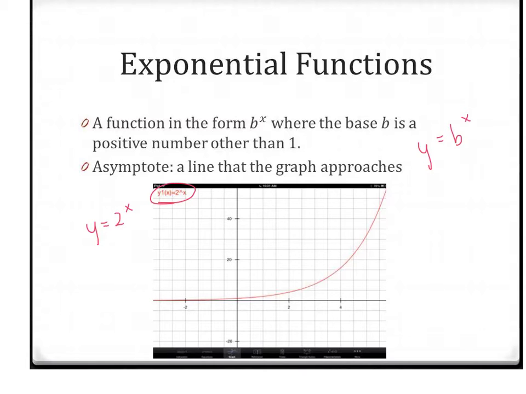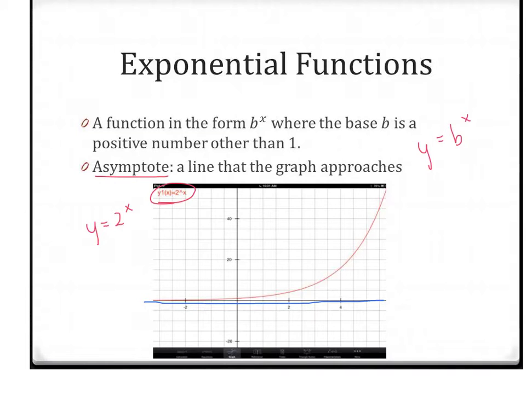And we need to bring up the word asymptote. An asymptote is a line that the graph approaches but never crosses. You'll see that this graph gets closer and closer to 0, or to the x-axis, but it's never going to cross that. And that's because an exponent isn't going to change a positive number to a negative number.